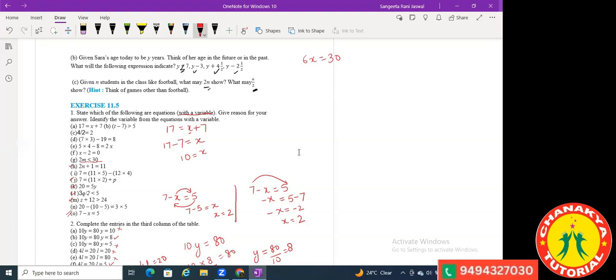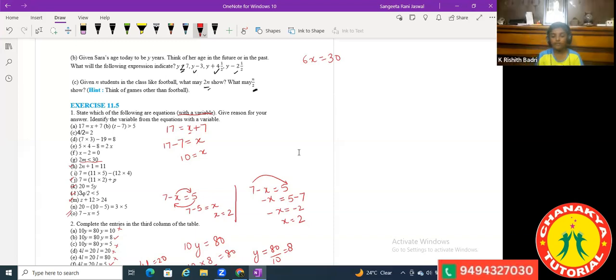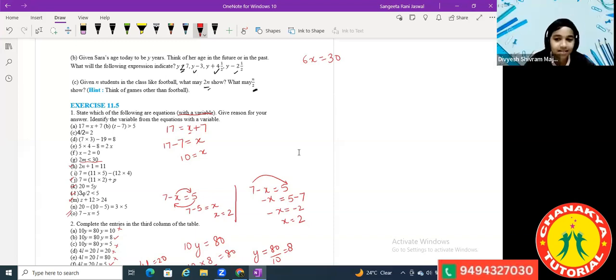Okay. Now I've given you this question. 6x equals 30. Can you all find the value of x here? 5. Ma'am, it's really easy.